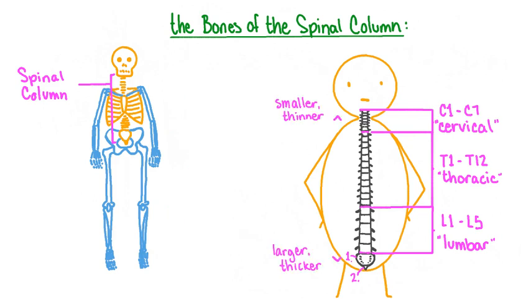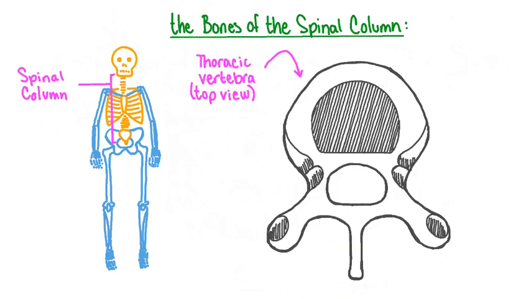Each vertebra has a unique shape. The vertebrae become larger and thicker as you travel down the spine, and they're thinner and more delicate near the top. This is because the lower vertebrae support more of our body weight than the upper ones do. Even though each vertebra has a unique shape, they all have some features in common. This diagram shows one thoracic vertebra viewed from the top.